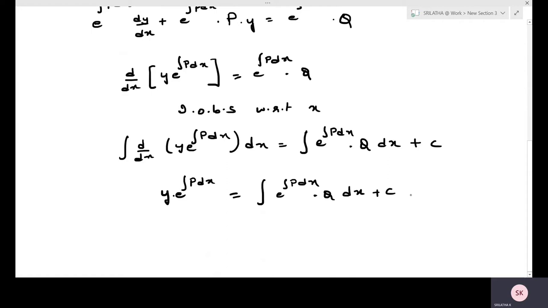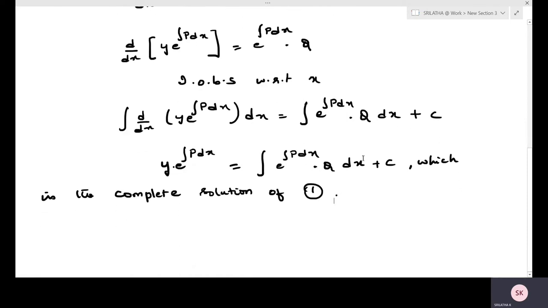So I'll just conclude this. This is the complete solution. Why complete? Because we have already added the integrating constant. It is the complete solution of equation number one. Now let us do a problem based on this, so I'll write the question.